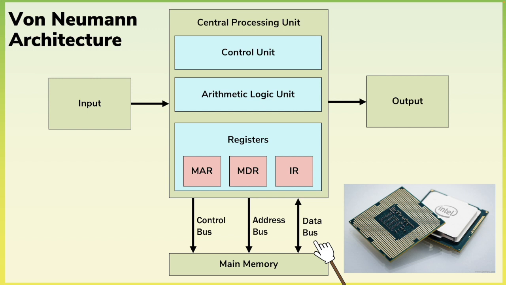You'll notice that the data bus has two arrows on it. This is because it's bidirectional. Data can travel from the processor to main memory and from main memory to the processor. We'll see the buses in action a little later. But let's now move on to talk about the registers.